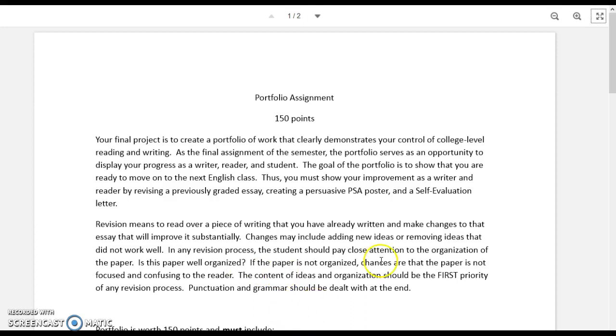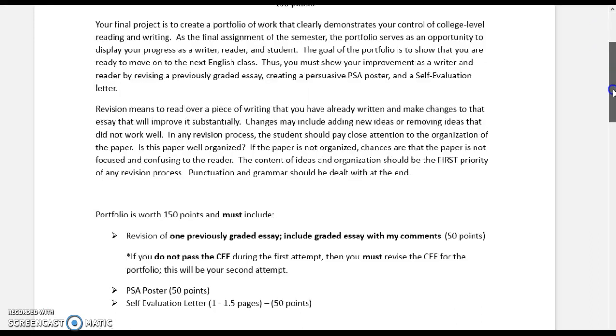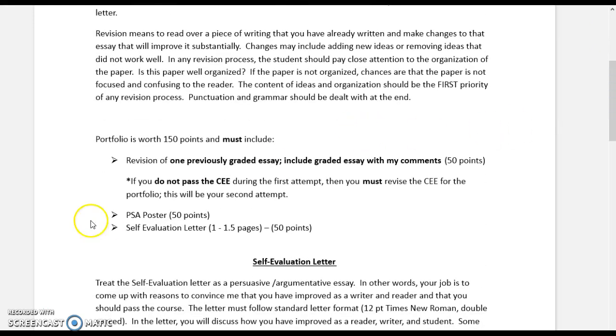So if we go ahead and look at the instructions, they tell you that the portfolio consists of 3 components. So you actually don't have to submit every assignment we've done in the semester. You only have to submit these 3 things. The first is a revised essay. So for those of you who passed the Common Exit essay, you get to pick any of the essays we've done this semester and revise it for the portfolio. Those essays include the classical argument, the proposal essay, visual analysis, or the Common Exit essay.